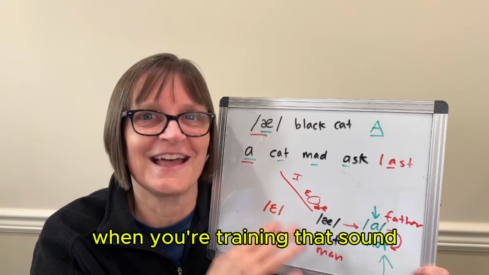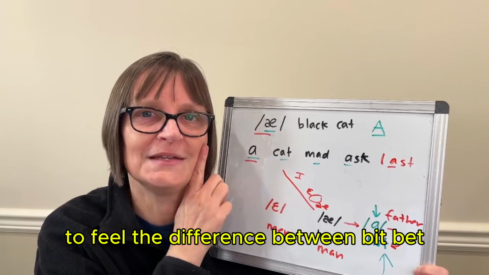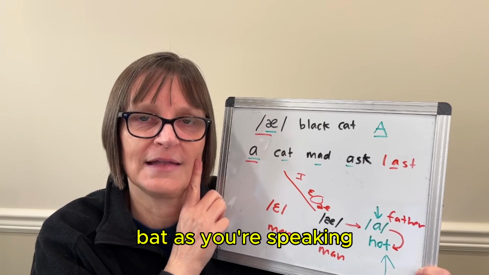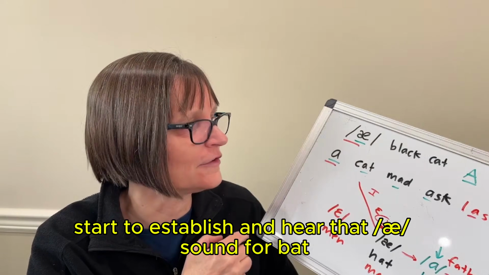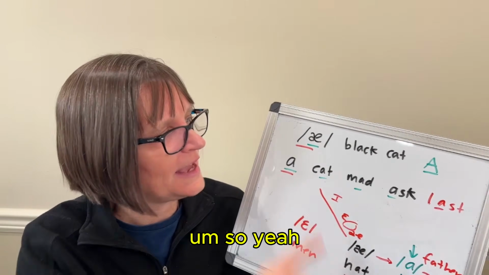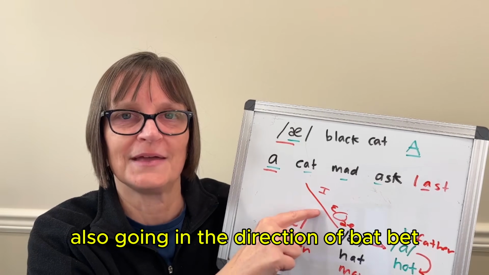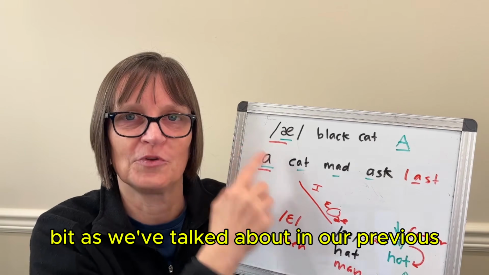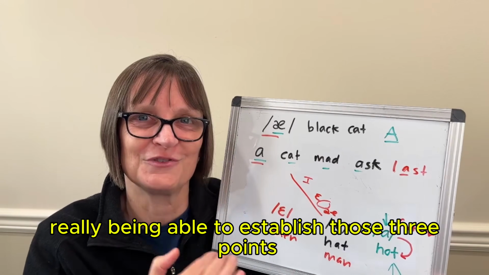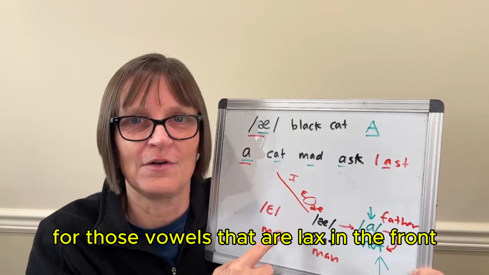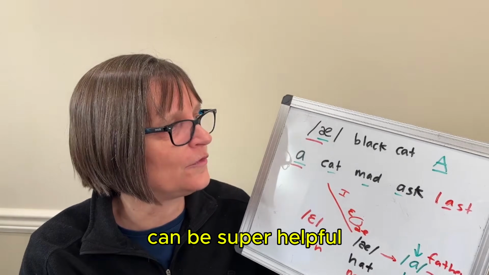When you're training that sound, use whatever you need to feel the difference between bit, bet, bat. As you're speaking, start to establish and hear that "ah" sound for bat. So yeah, that's helpful. Also going in the direction of bat, bet, bit, as we've talked about in our previous vowels, really being able to establish those 3 points for those vowels that are lax in the front that you may not have in your native language can be super helpful.